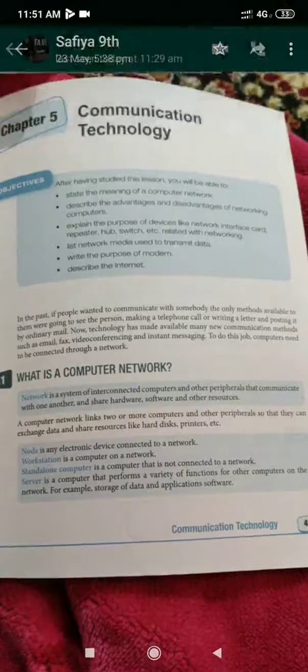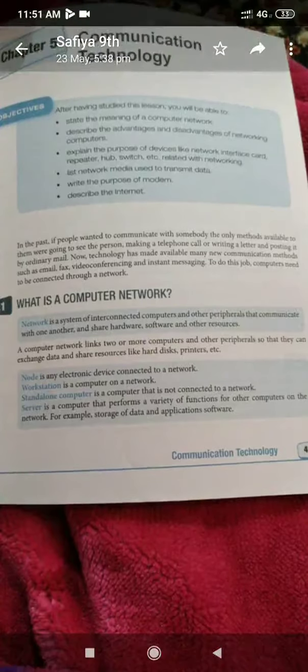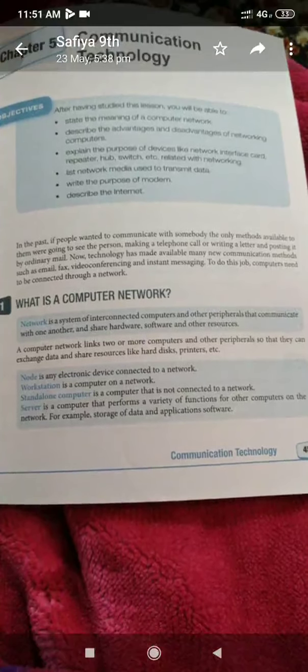Today I am going to teach your chapter number 5. Its title is Communication Technology. You know what is communication? Communication is formed between two computers when they are connected together, and it can be more than two computers, or it can be some of the devices which are connected. They can be peripherals such as printers and networking devices.